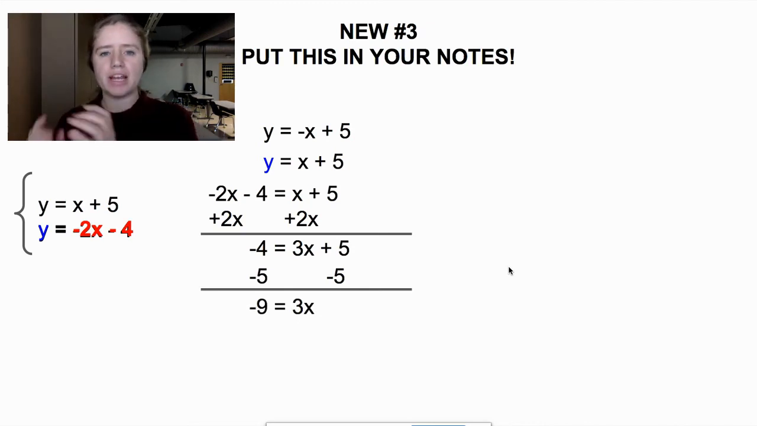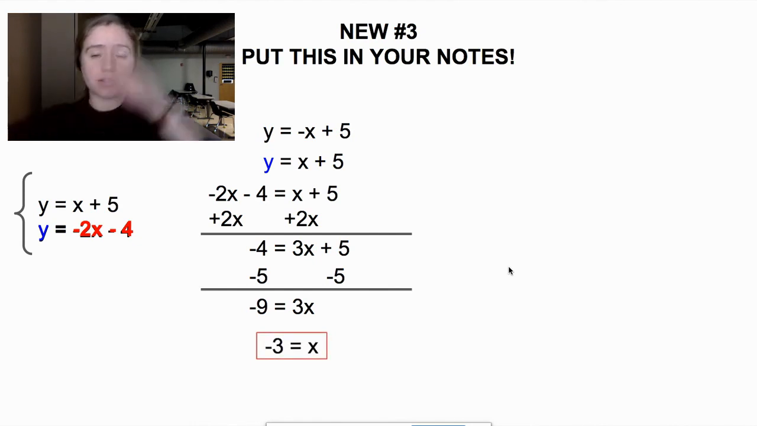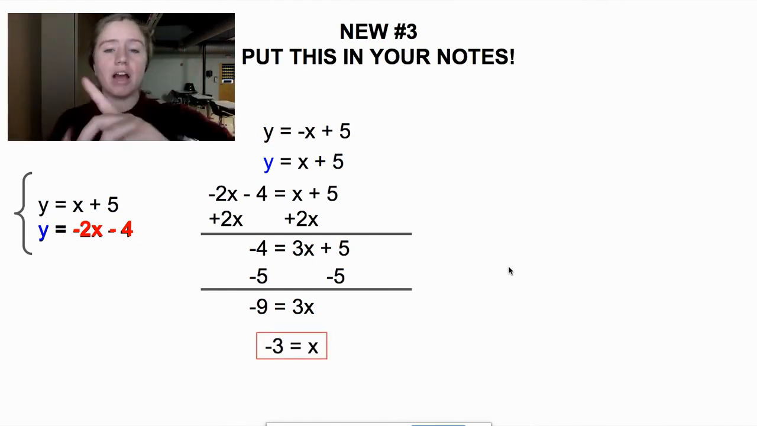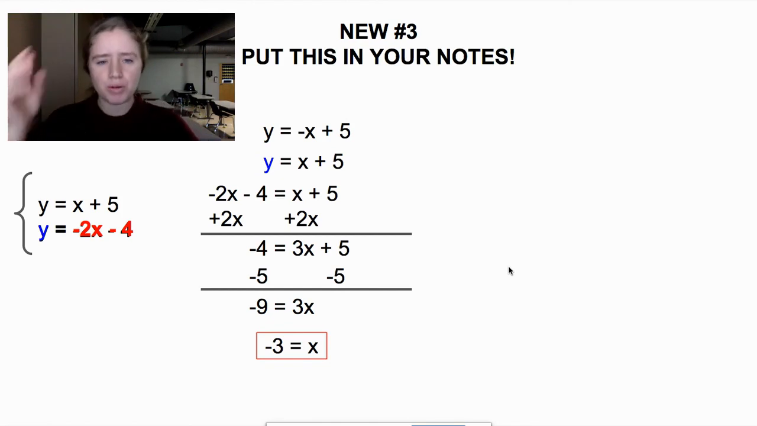Okay, 3 and x are being multiplied. We do need to get x by itself. So we're going to divide both sides by 3. Negative 9 divided by 3, we get negative 3 equals x. That is one part of our solution. I know what x equals. I need to figure out what y equals.